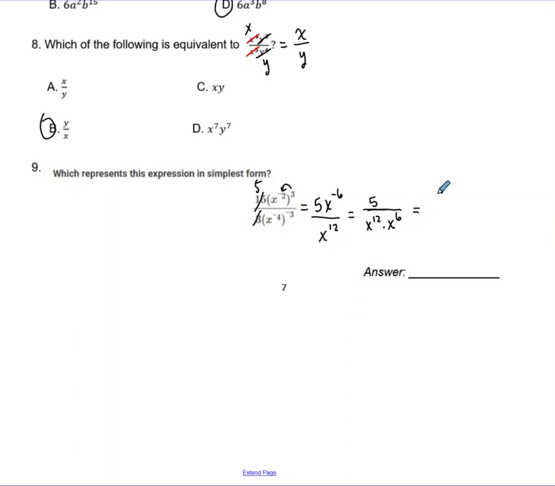All right, and then you have 5 over, and here, remember, when you're multiplying with the same base, you add the exponents. So this is 12 plus 6, which is 18. So that's my answer. All right, thank you.